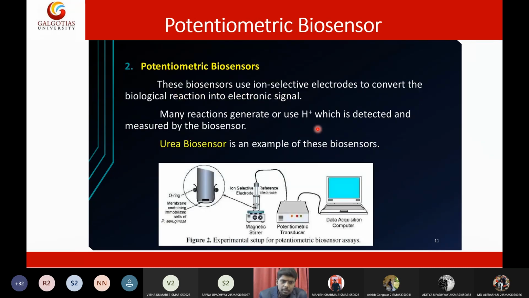Then potentiometric biosensor. So potentiometric biosensors will measure the potential electrical energy differences between any two barriers. That means the H plus ion concentration between outside the cell and inside the cell. So such biosensors are called potentiometric biosensors. Usually these biosensors are extensively used for the purpose of detection of the pH of the analyte. So pH of a test solution can be detected by these potentiometric biosensors.